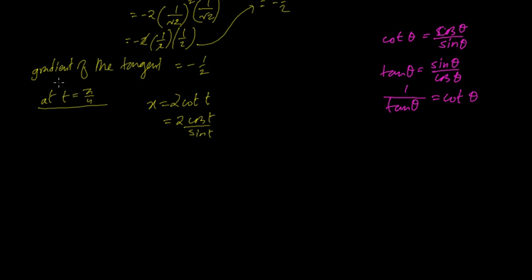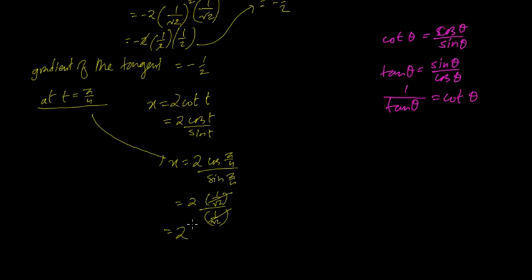So here, when t equals pi by 4, you can plug it in. x equals 2 cos pi by 4 divided by sin pi by 4. From previously, cos pi by 4 is 1 by square root of 2, and sin pi by 4 is also 1 by square root of 2. So we can cancel this, and the x coordinate is 2.